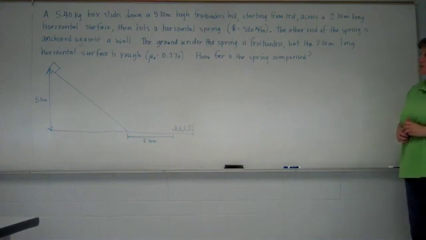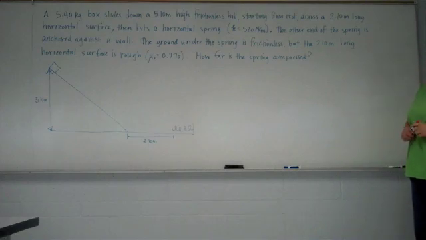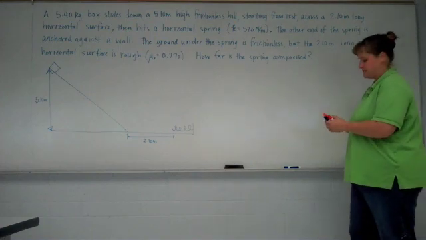The ground under the spring is frictionless, but the 2.1 meter long segment is rough, meaning it has friction. The coefficient of kinetic friction between the block and that surface is 0.27. How far is the spring compressed?